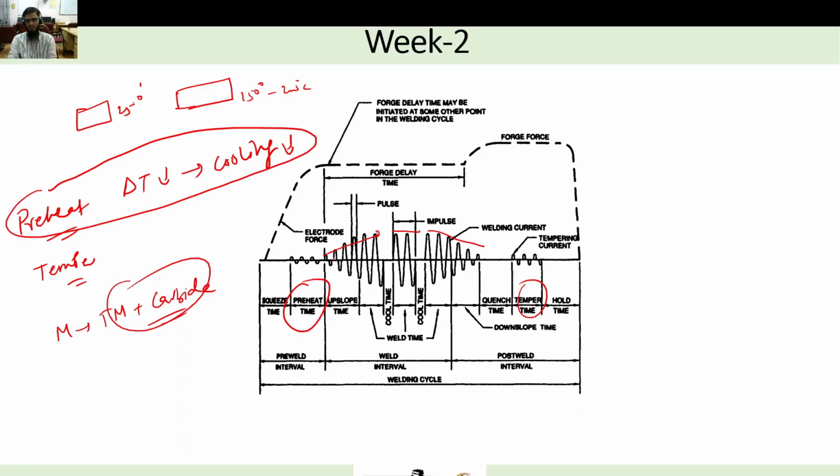The other thing is this upsloping, maintaining constant current, and then downsloping. These are all to control the cooling rate and heating rate, so that you won't give a sudden shock to your material. So this is how the welding cycle looks.